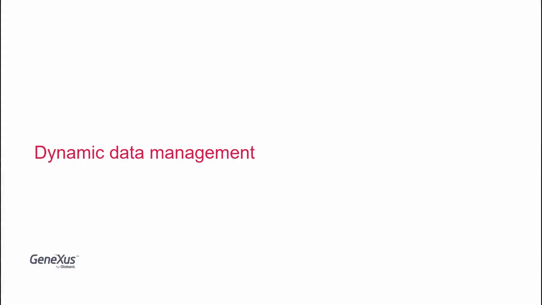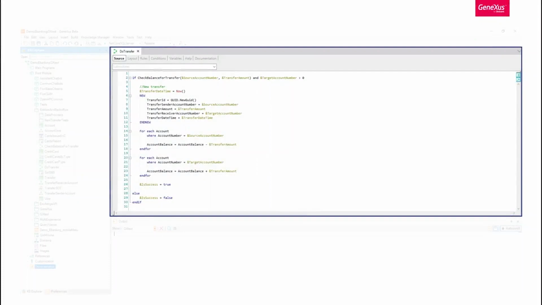Dynamic data management. Let's see how to manage dynamic data in the recorded mock files. Now that we know the mocking DB concept, let's see an example of recording with dynamic data. We will mock the doTransfer unit test. It saves a new transfer in the table transfer with the transfer date time and transfer ID being dynamic data.